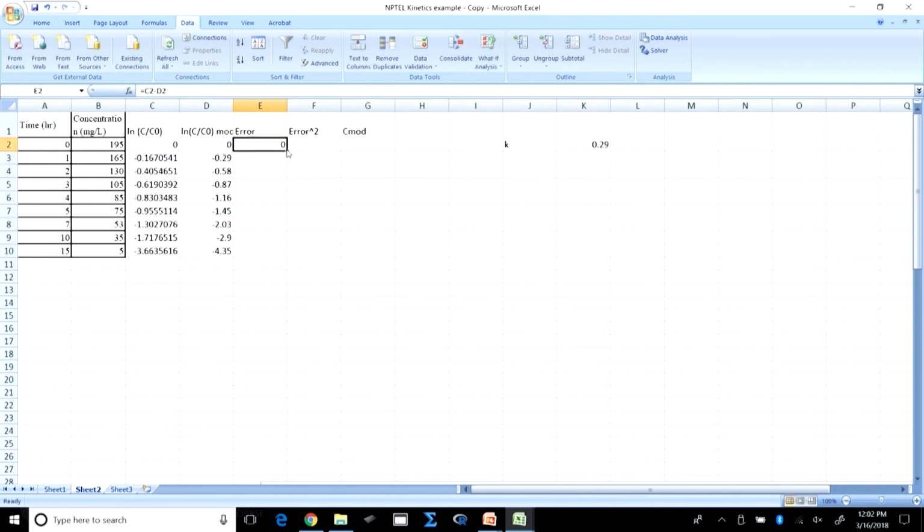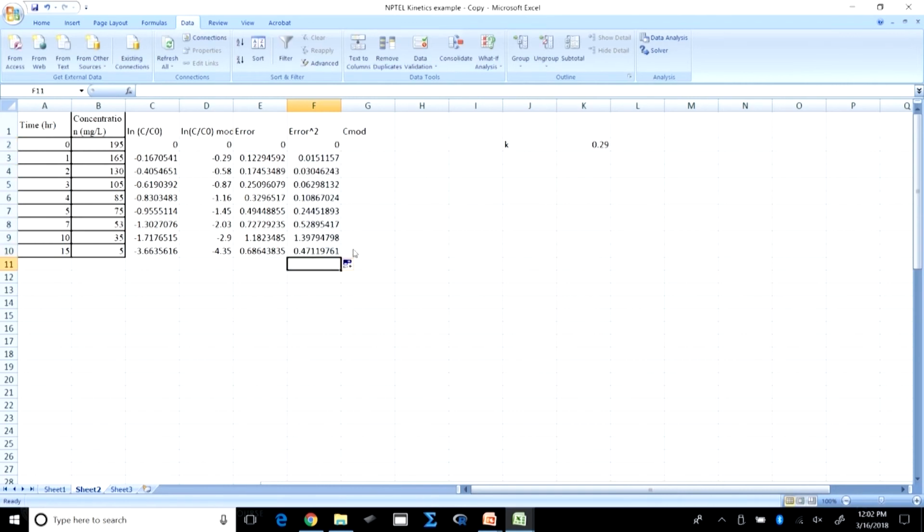So I am going to use the same here, and then this is equal to this cell to the power of 2, right? And now let us say this is equal to the sum of all these, enter, and this is the sum of squared errors.